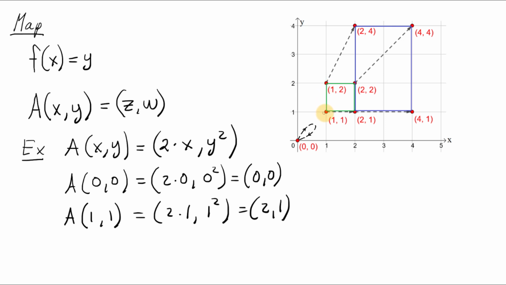So we see this: all the points here on the green square, for example, will be mapped to the points here on the blue rectangle. So all the points in between here will be mapped to points in between. So you see this figure will be mapped to another figure.